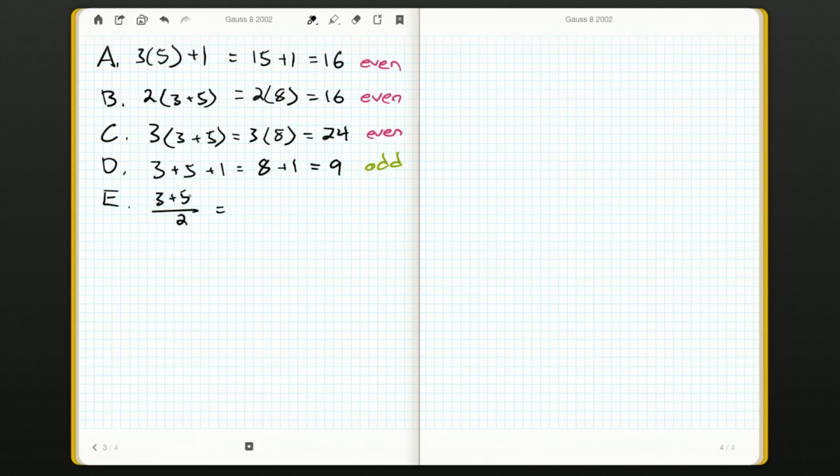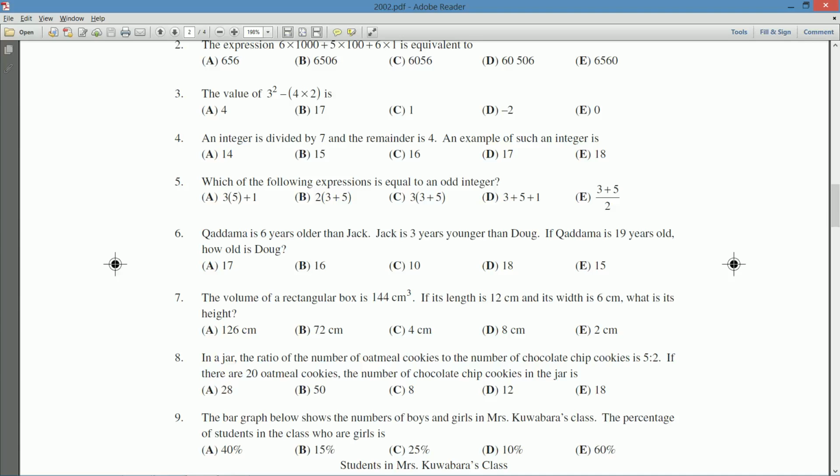So when we do a fraction, we want to simplify the numerator before we do the division. 3 plus 5 is 8. We've remarked that a couple times now. 8 divided by 2 is just 4, and wouldn't you know, that's another even number. So our answer is going to be D. D is the only one that evaluates to an odd integer, and that's what we were asked for.